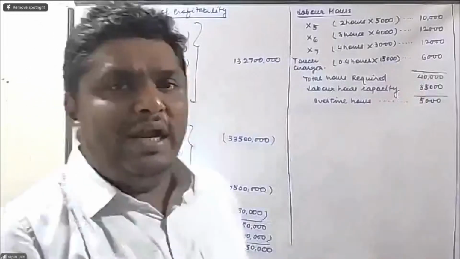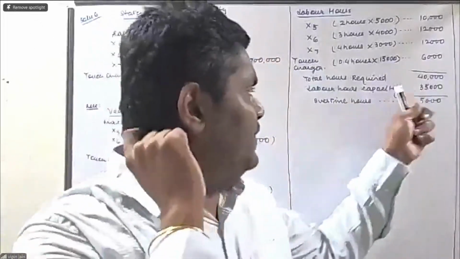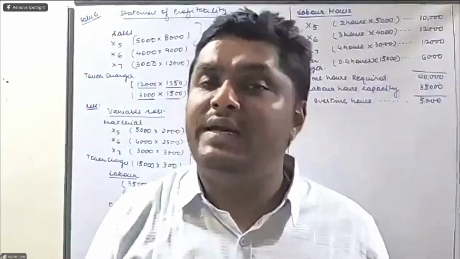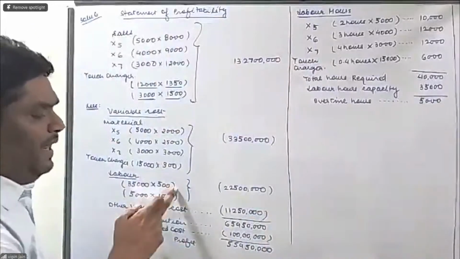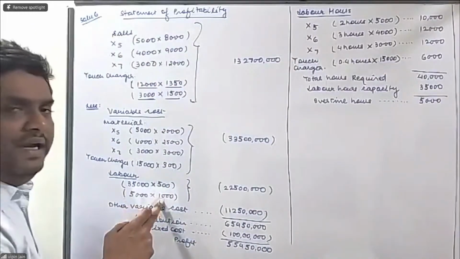So we need on an average total 40,000 hours, of which we have the capacity of 35,000 hours. So for 5,000 hours, we have to pay at the overtime rate. Accordingly, for 35,000 hours, we will pay at the rate 500, and for the remaining 5,000 hours, we will pay at the rate 1,000.